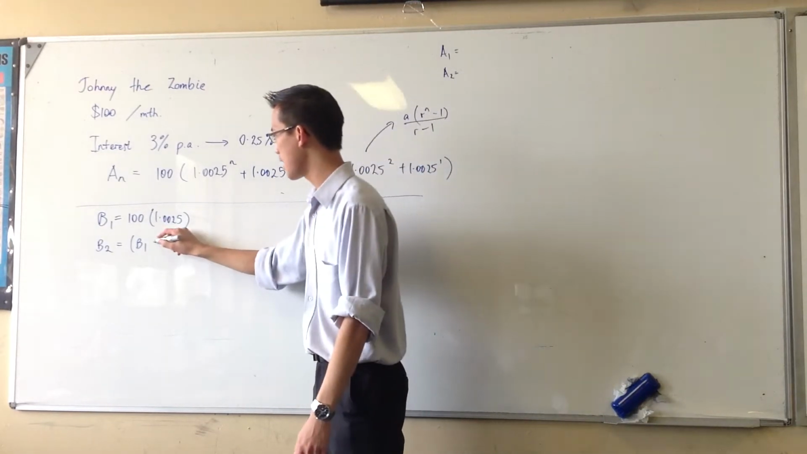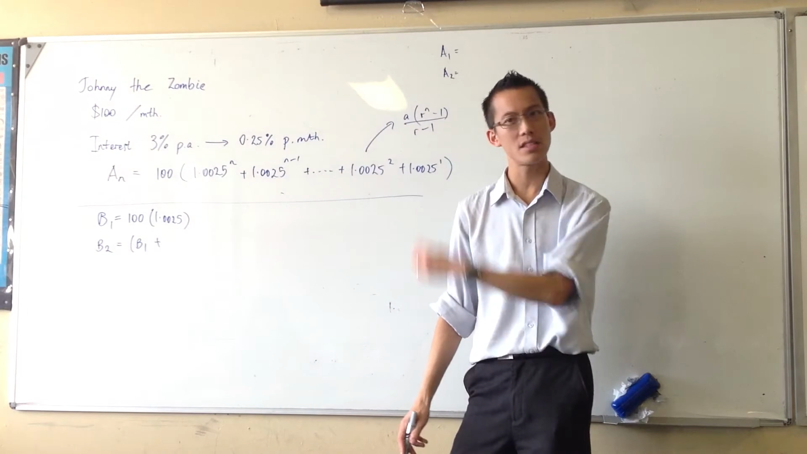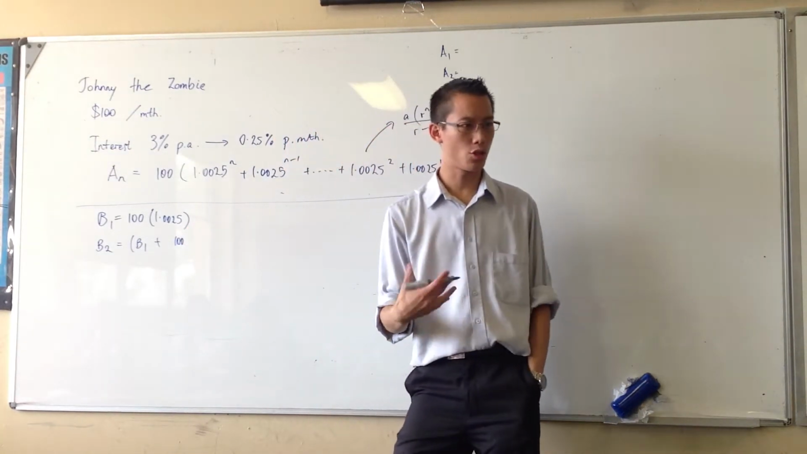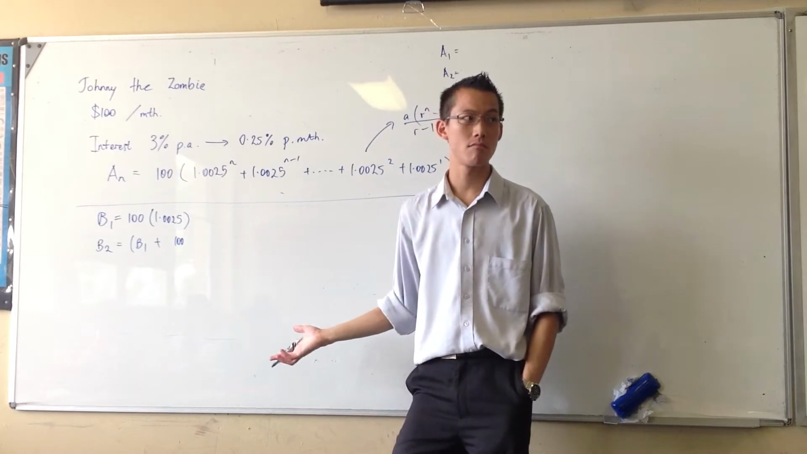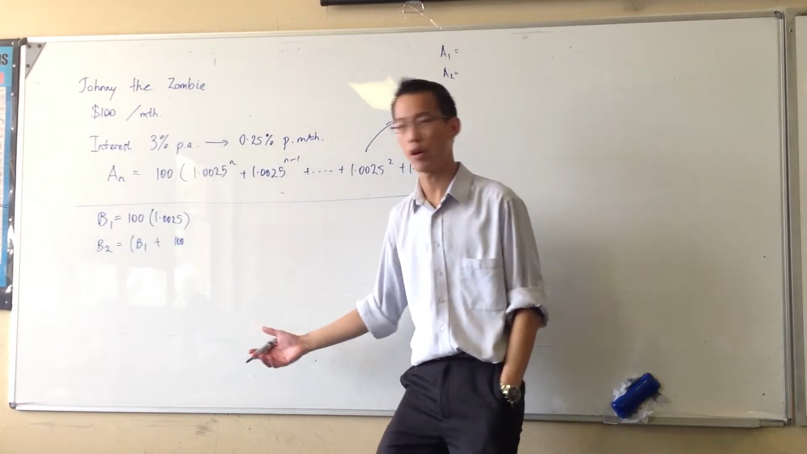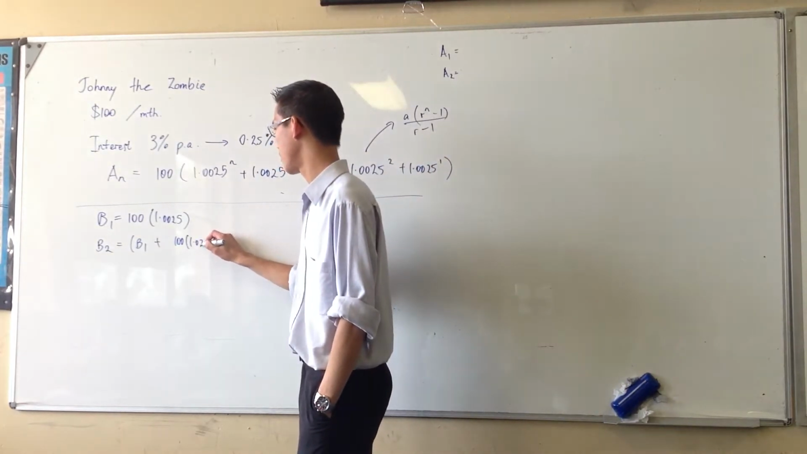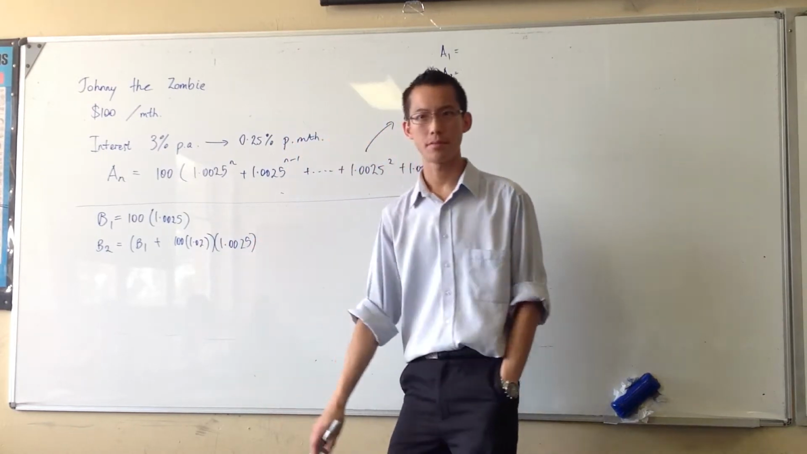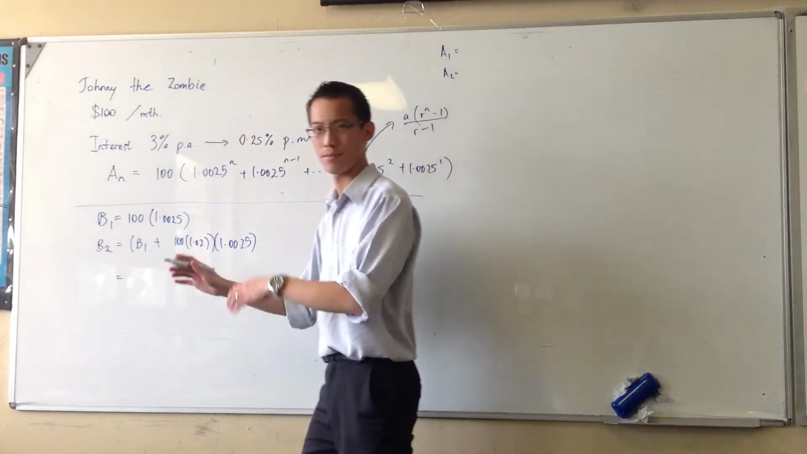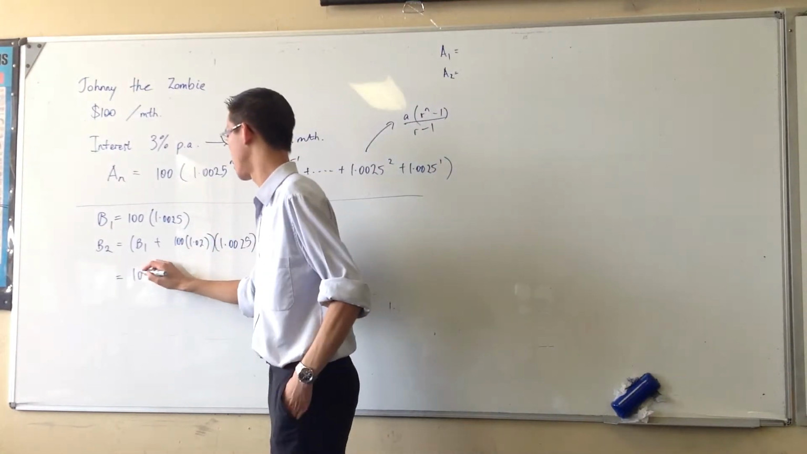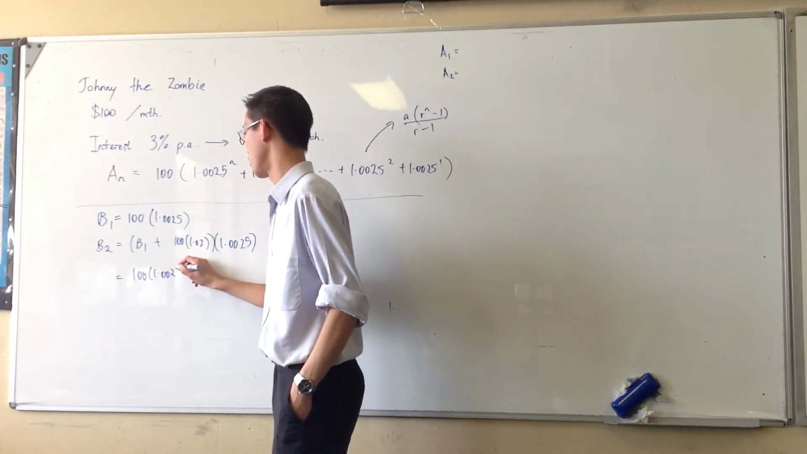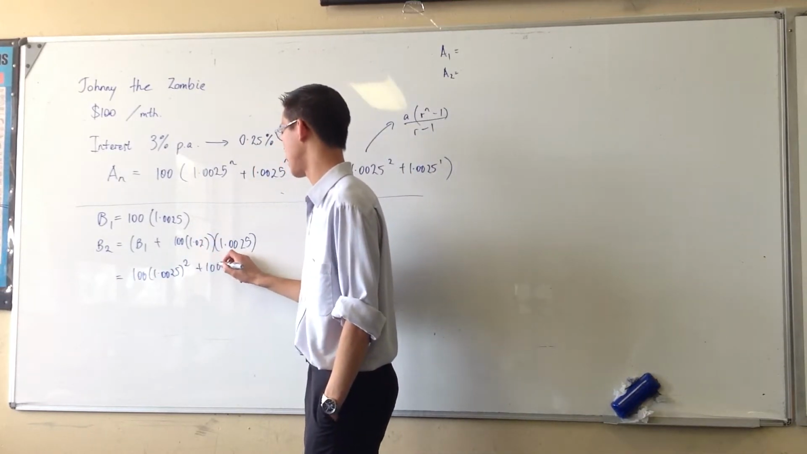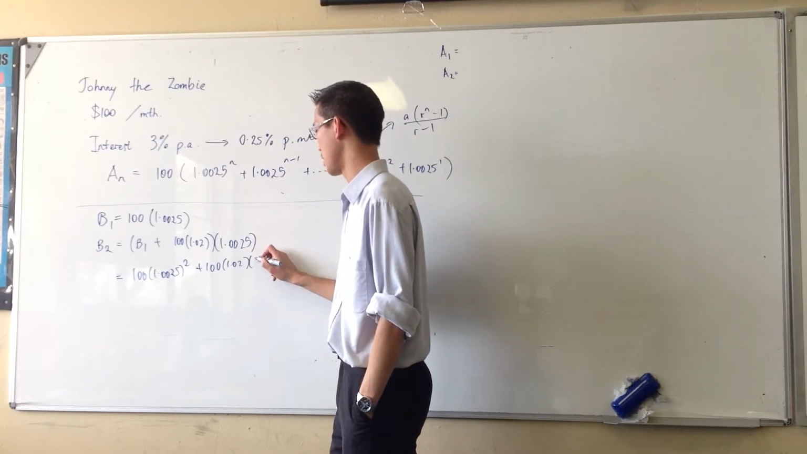Okay? But the thing is, his new deposit isn't the same size as his first deposit, right? It's 100, and because it's 2% bigger, I multiply by 1.02, right? And all of that gets interest. Okay? So, let's just simplify out our terms. 100, 1.0025 squared, because it's got two lots now. And then this is the second deposit he made, here on the end.